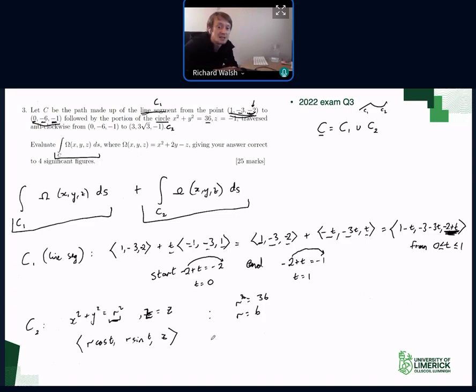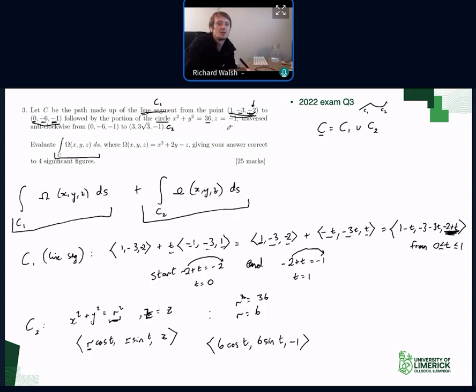So the parameterization of this circle, in this case, r is 6. So 6 cos t. R is 6, so 6 sin t. And whatever the z value is, I'm told z is -1. So that would be the parameterization of the circle. However, it's a portion of a circle. So again, we need start and end points. So I'm just going to talk through how to work those out. So C2 is 6 cos t, 6 sin t, and -1. But we do need start and end points.